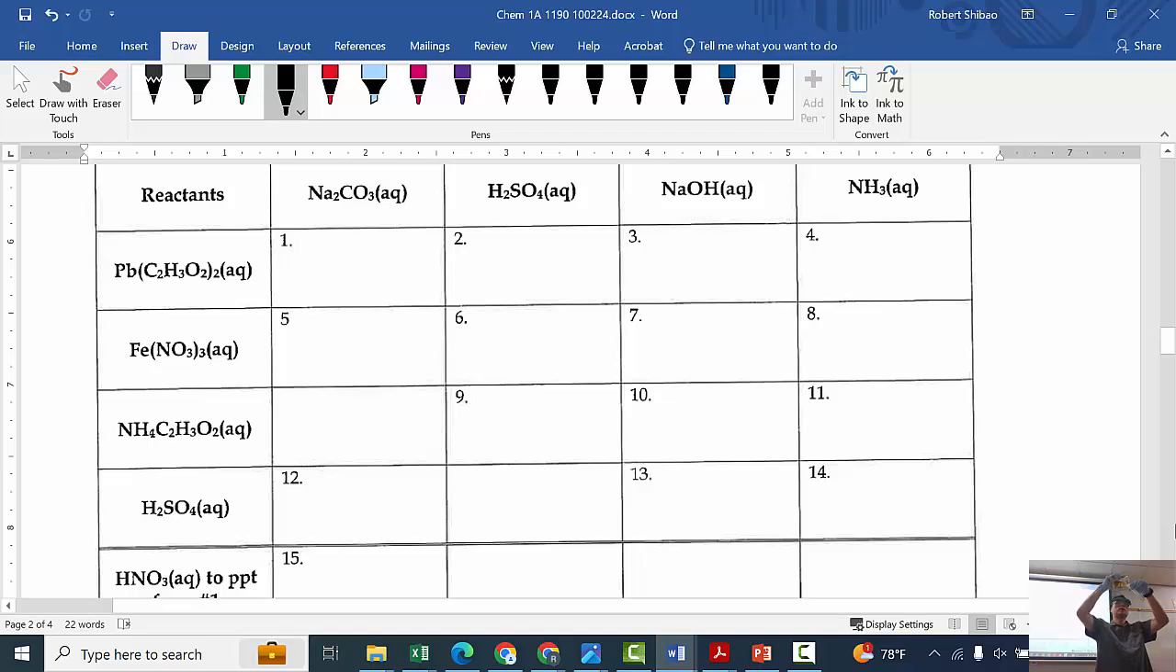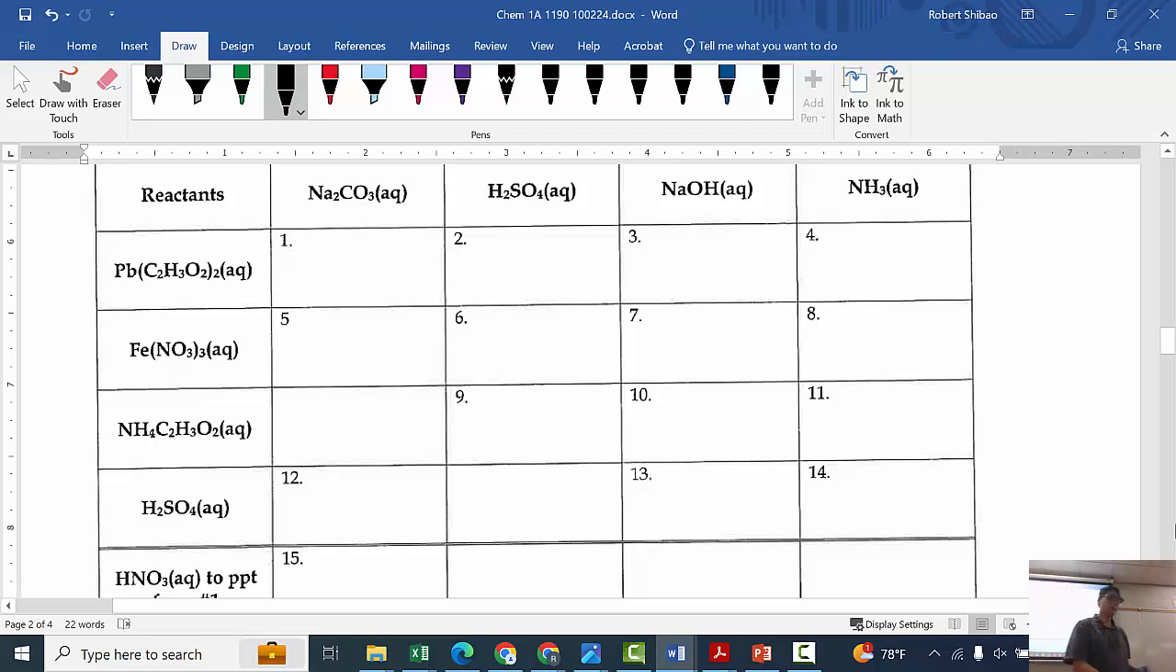So I'm going to put some iron 3 nitrate in the test tube, and then I'm going to add sodium carbonate to that. And so let's see what happens with the addition of sodium carbonate here. And what do you get here? A brown precipitate. That's fine. This is a brown precipitate of iron 3 carbonate.